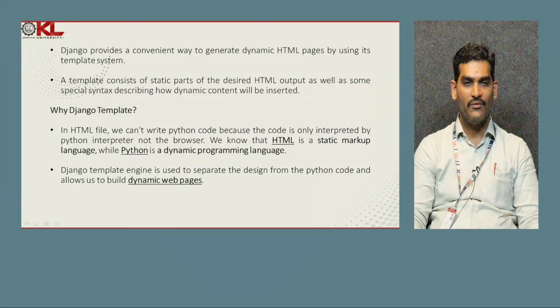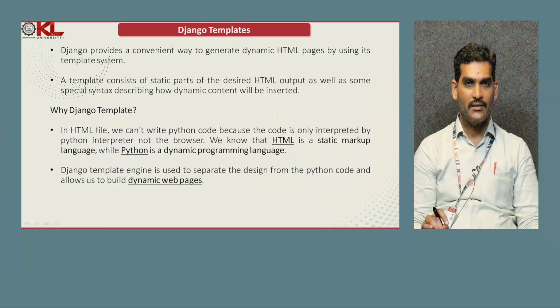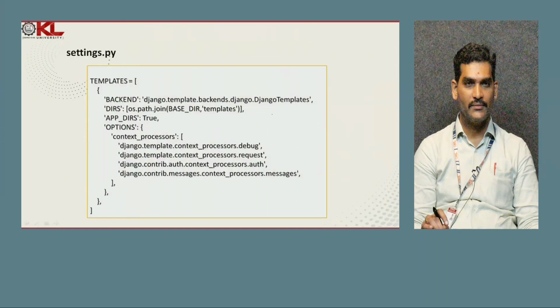By using HTML files, we are preparing or developing web pages whenever styles or specific things are demanded. The Django template engine is used to separate the design from Python code and allows us to build dynamic web pages. That is the main motto here, so that we can use different templates, images, CSS files to make dynamic web pages. That is about Django templates.